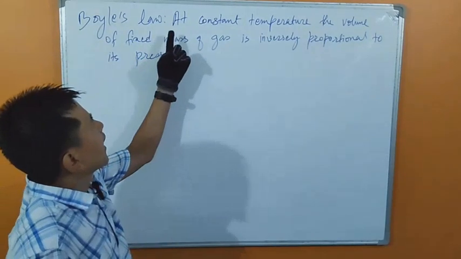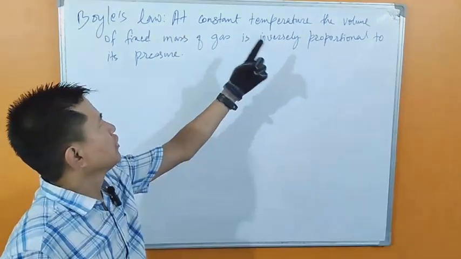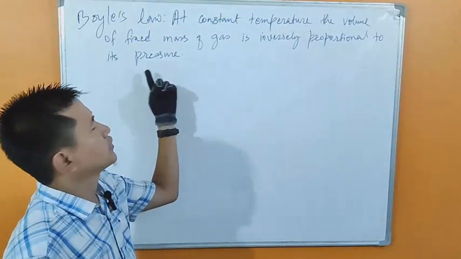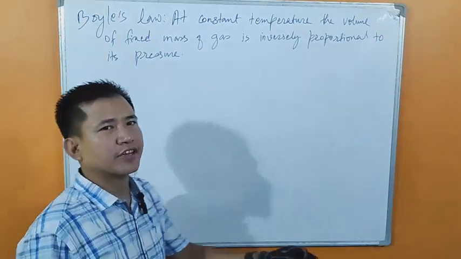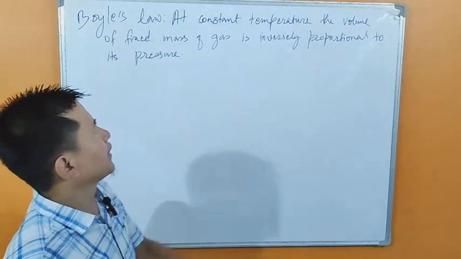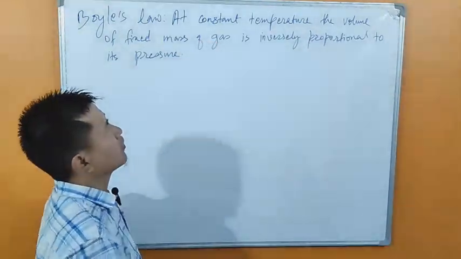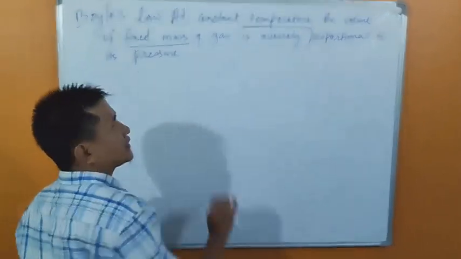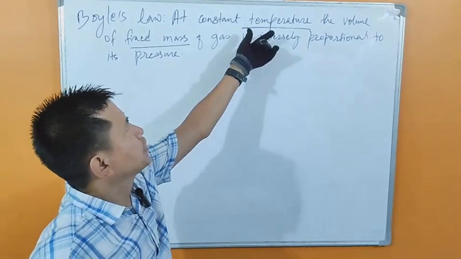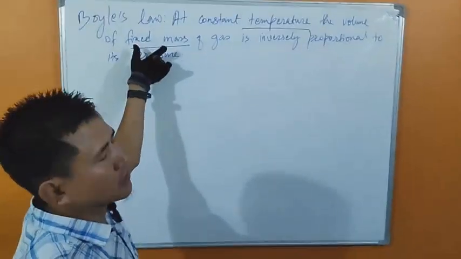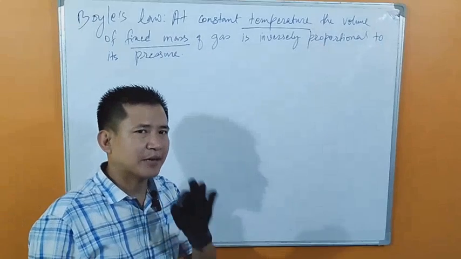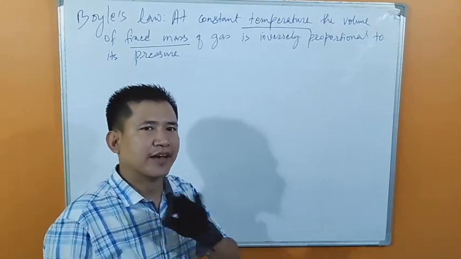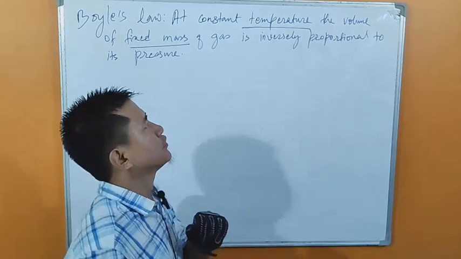Let me read the statement. At constant temperature, the volume of fixed mass of gas is inversely proportional to its pressure. The first thing we should keep in mind while learning Boyle's law is that temperature and mass of the gas are constant, which means temperature should not change throughout the experiment and the mass of the gas also should not change throughout the experiment.